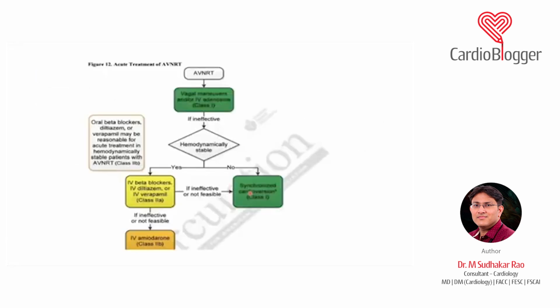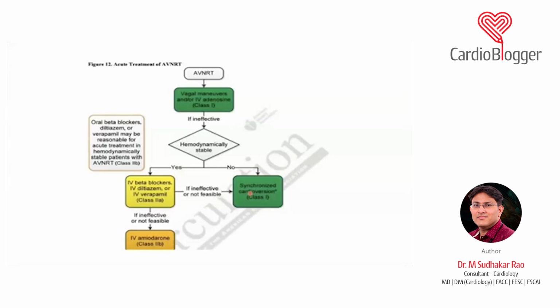Now, AVNRT, the treatment remains the same. First you have to try the vagal maneuvers, carotid sinus massage, IV adenosine. 90% of the time, this will respond to IV adenosine. If it's a hemodynamically unstable patient, you have to give a cardioversion. If it is stable, then you have to give an IV beta blocker like esmolol or metoprolol, or IV diltiazem or verapamil, only if it is available. And finally, IV amiodarone. Amiodarone should be tried if the patient is not responding to any other drugs.